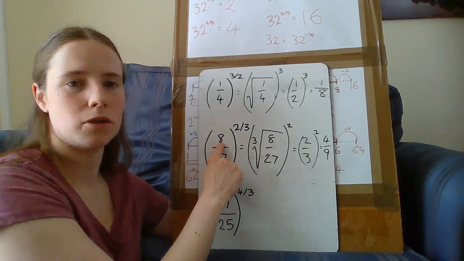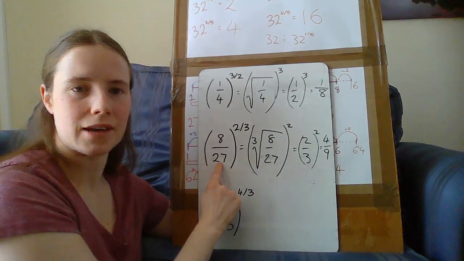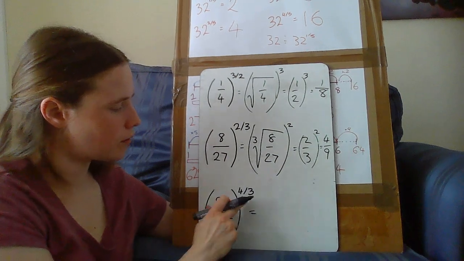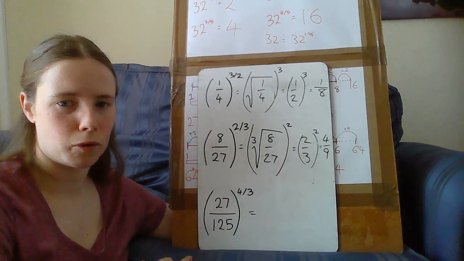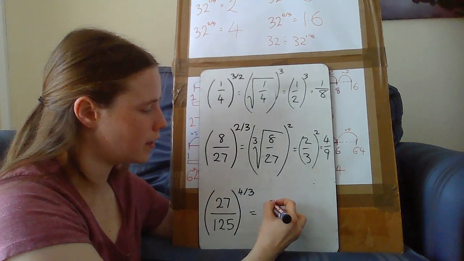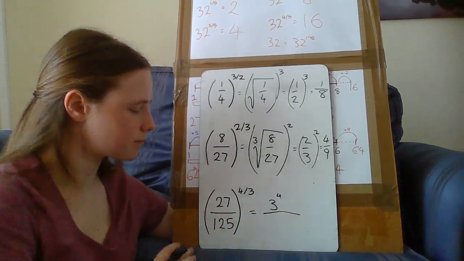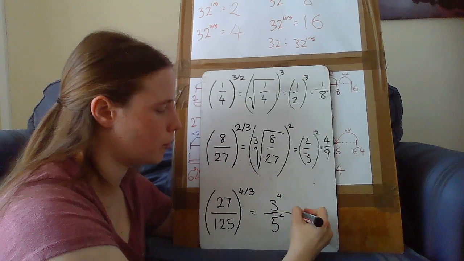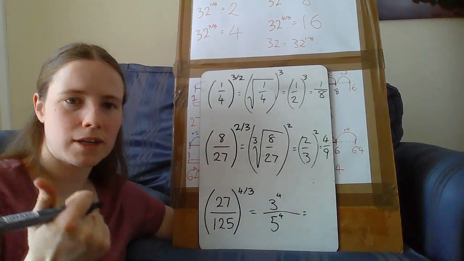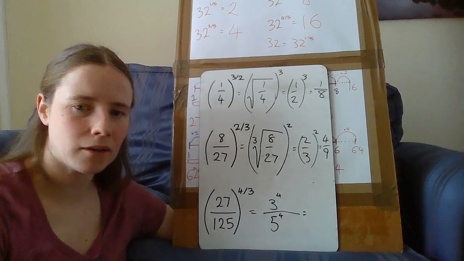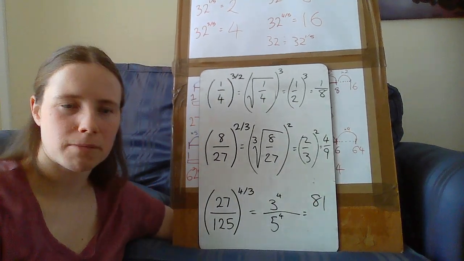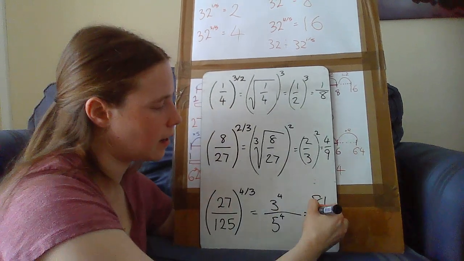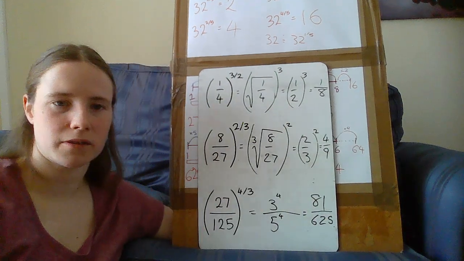So cube root 8 is 2, square it is 4. Cube root 27 is 3, square it is 9. And I'm going to do that quicker method for this one here. So what this means is cube root and then raise it to the power of 4. So the cube root of 27 is 3, which I'm then going to have to raise to the power of 4. The cube root of 125 is 5, which I'm then going to have to raise to the power of 4. 3 to the power of 4, 3 times 3 times 3 times 3, take your time working it out, it's actually 81. 5 to the power of 4, 5 times 5 times 5 times 5, again, take your time working it out, it comes out as 625. So that's my answer for that one.